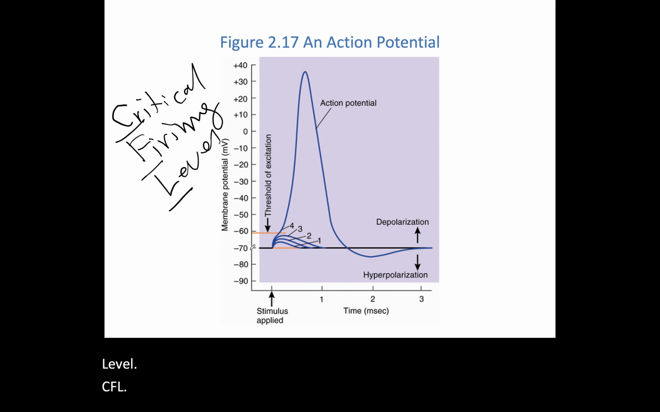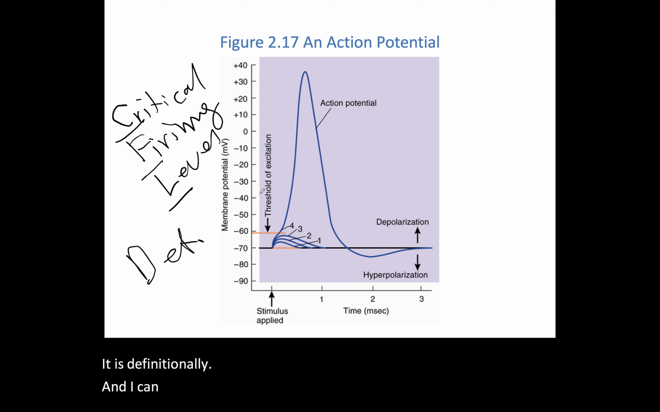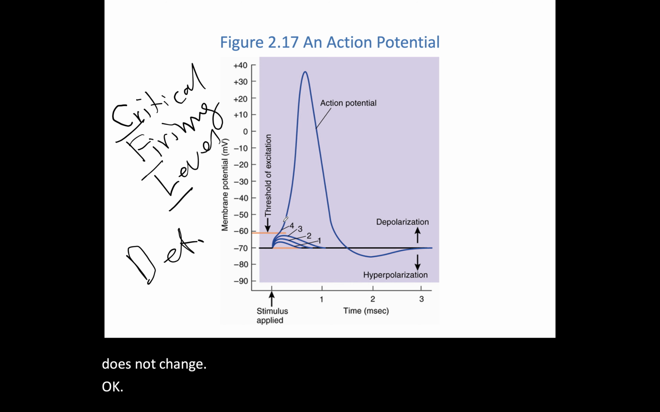Now, a couple of notes. The resting membrane potential does not change. It is definitional. And I can also tell you that the critical firing level or the threshold also does not change. Okay. Now let's look at the action potential.